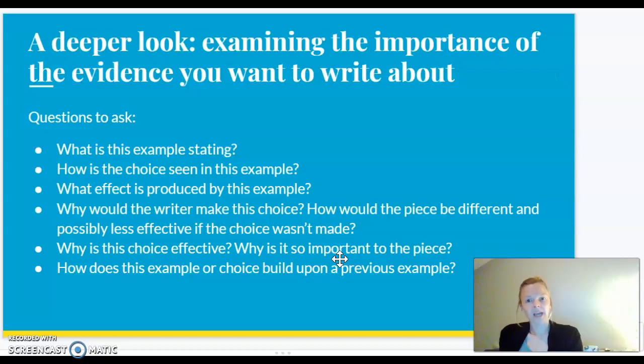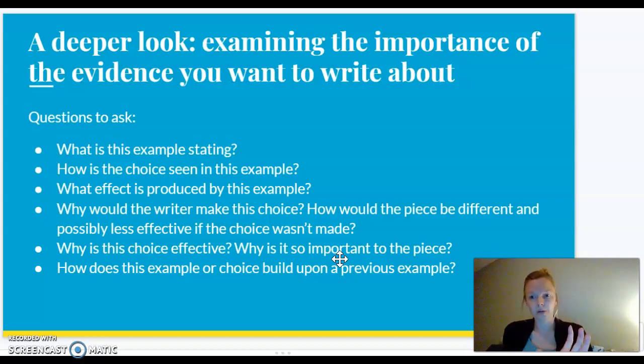So we're going to look at examining the importance of the evidence you want to write about. These are questions that you should ask as you're sitting there reading, and you've gotten this quote and you're like, I know this quote is so important, or these lines. You should walk yourself through these questions. What is this example stating? How is this choice seen in this example? What effect is produced by this example? Why would the writer make this choice? How would the piece be different and possibly less effective if the choice wasn't made?